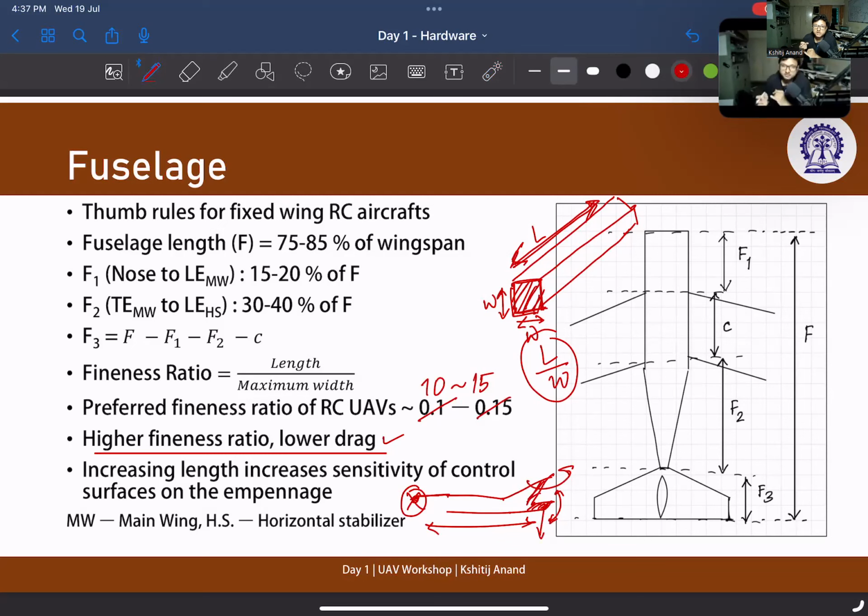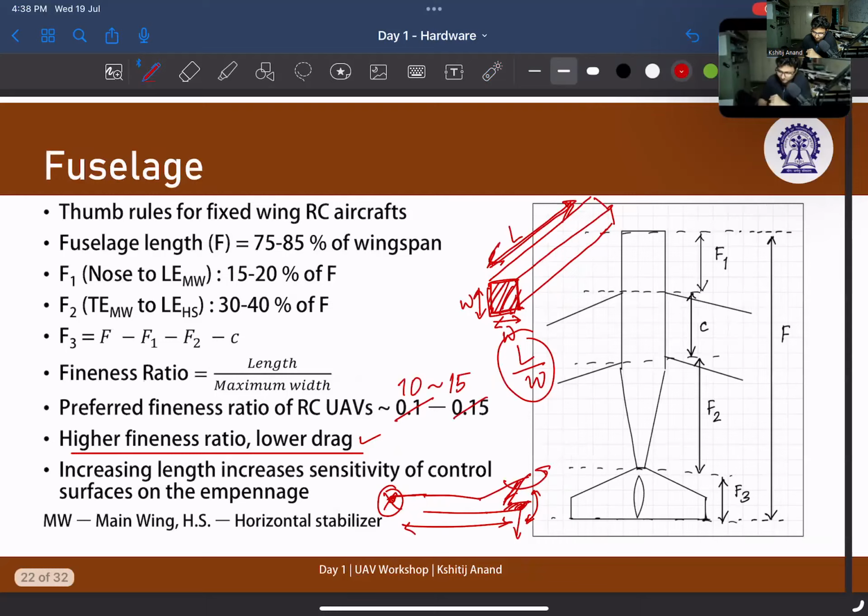So again, you need a higher fineness ratio. Generally, fixed wing aircraft have higher fineness ratio because we want the fuselage to be as streamlined as possible. And then it increases the sensitivity of control surfaces on the empennage if it's too long, right? So we have problems here. So we need to accommodate both the factors into play.